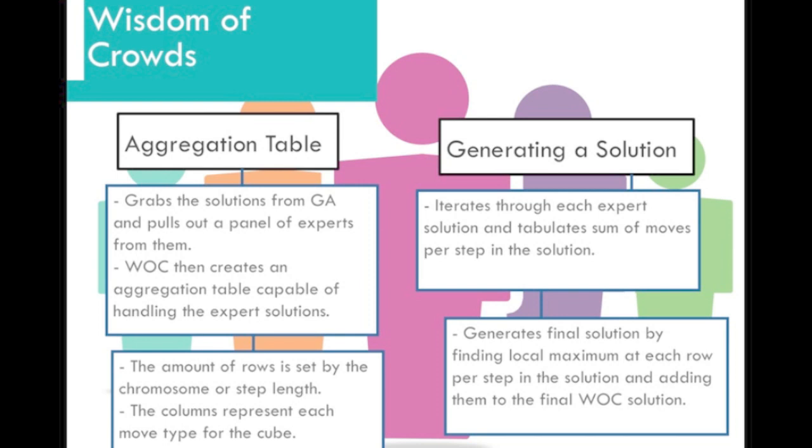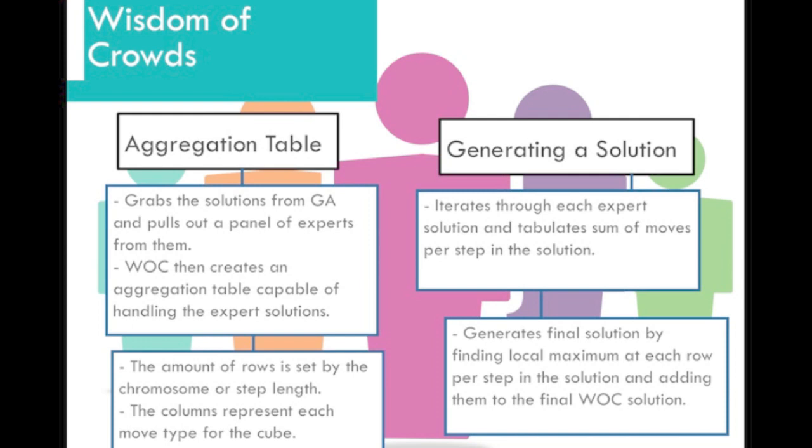This aggregation table is defined by the amount of rows and the columns. The amount of rows is equal to the step length or chromosome length that's defined, which in this implementation is 50 steps. The columns represent every move type for the cube. So as you can tell, for each different cube, you'll have more or less move types.